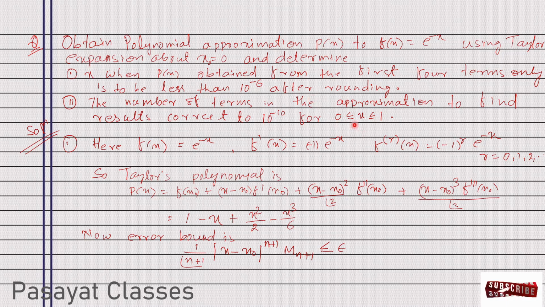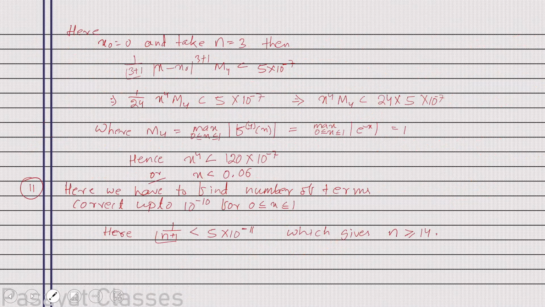So now the error bound is given as 1 by (n plus 1) factorial into (x minus x naught) to the power n plus 1 and M n plus 1, less than or equal to epsilon. This gives the error bound in the Taylor series expansion. So here the x naught value is 0, and we have to put in the n value and find the epsilon. Clear? So let us find out.